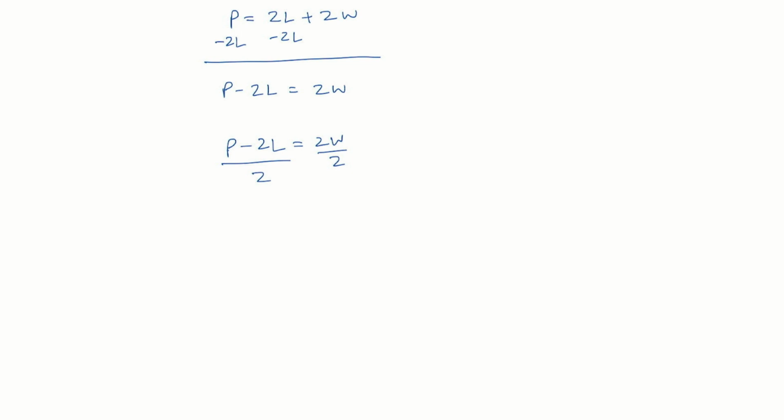The 2's cancel on the right-hand side where the W is. 2W divided by 2 is just W. So I'm going to write that down first. And we find W is the perimeter P minus 2 times the length, then all of that divided by 2.